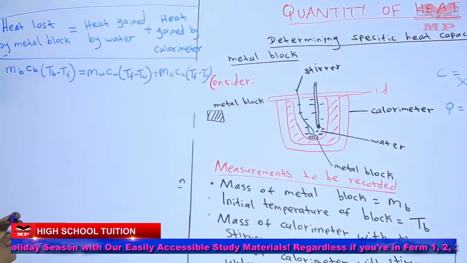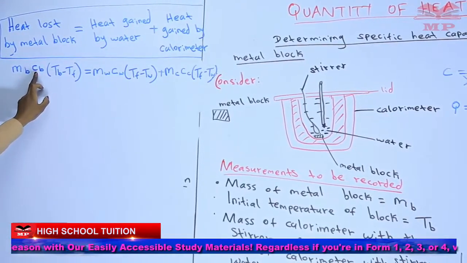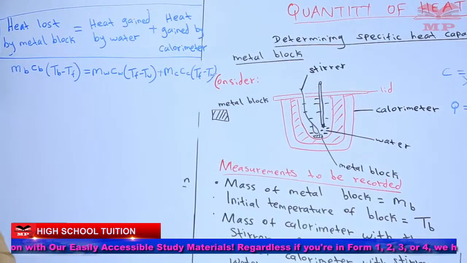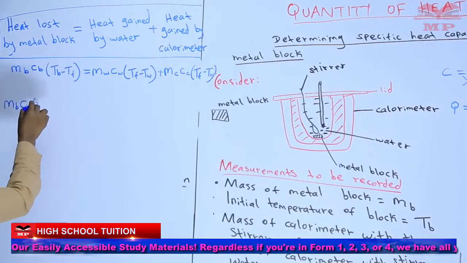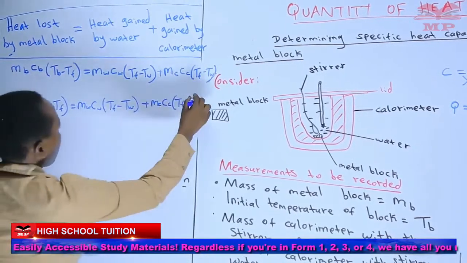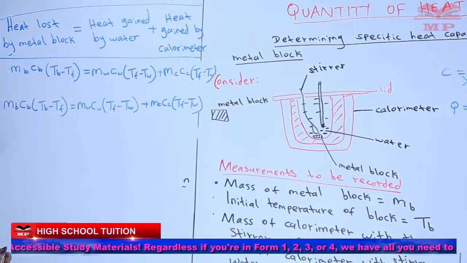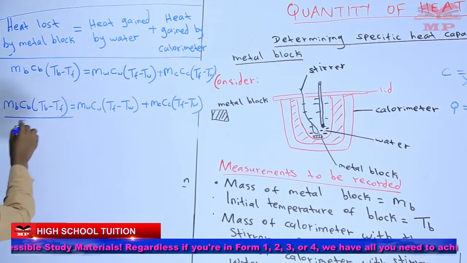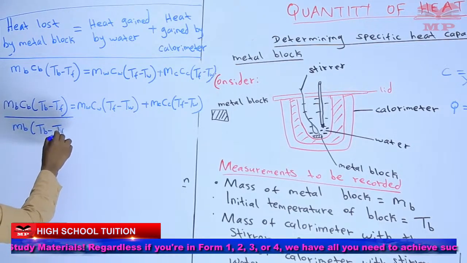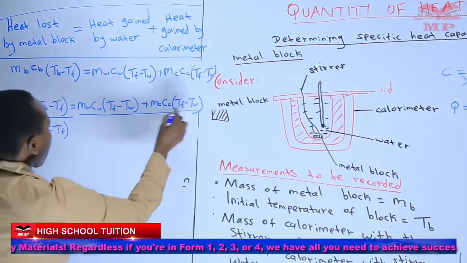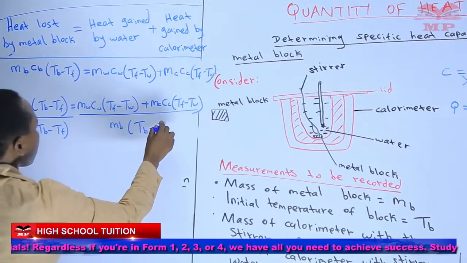From this equation, it is clear that we can get the specific heat capacity of the metal block, because in this we have mB times specific heat capacity. So when we want to get the specific heat capacity of the metal block, you simply divide both sides by mB times TB minus TF.